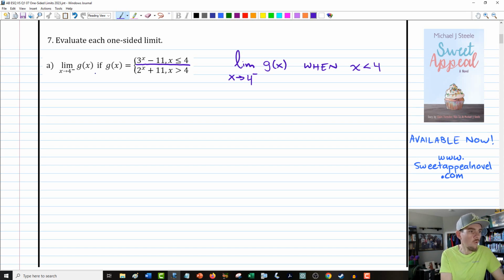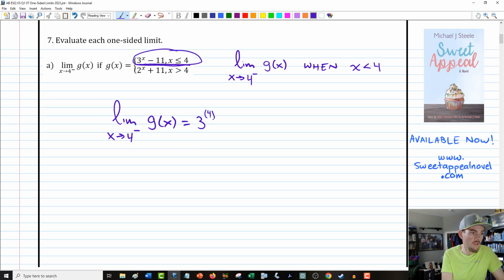So in this case, when x is less than or equal to 4, or specifically when x is less than 4, g of x is given by 3 to the x minus 11. That means when we evaluate this limit, as x approaches 4 from the left side of g of x, we are going to plug into the left-hand branch. We're going to use this branch because 3 to the x minus 11 is how the function behaves when x values are smaller than 4. So we'll actually just put 4 in there.